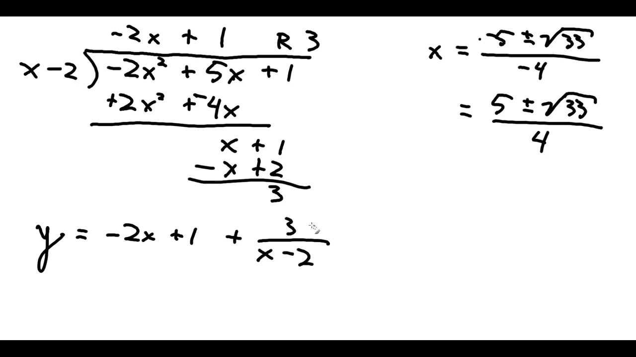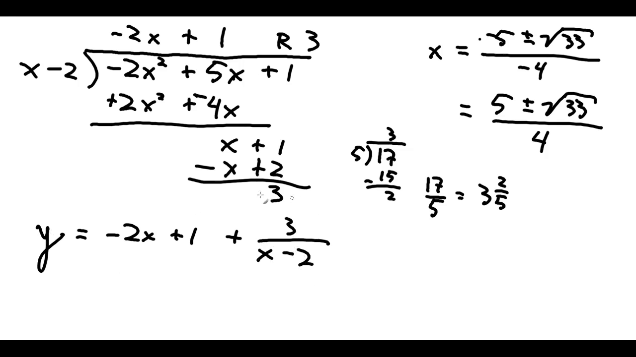2. Remember, this is analogous to if you do long division with integers. If you take 17 divided by 5, for instance, and you say, okay, 5 goes into 17 3 times, you have a 15, you subtract, you get a remainder of 2. That means that 17 divided by 5 is equal to 3 and 2/5, right? This means 3 plus 2/5. That's kind of the idea here. We have our quotient, negative 2x plus 1, plus our remainder of 3 divided by whatever our divisor was. In this case, x minus 2.